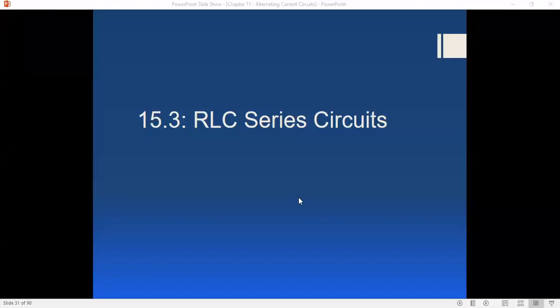Previously, we treated the resistor, the inductor, and the capacitor all separately. What we're going to do now is put them all together. Now, I introduced something called the phase angle. And I think I misspoke.